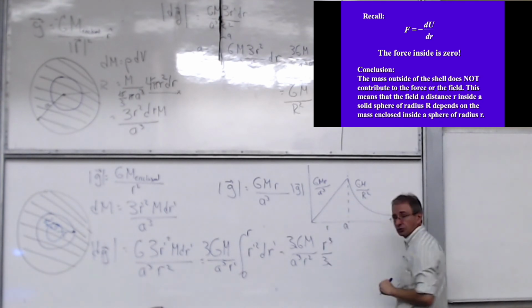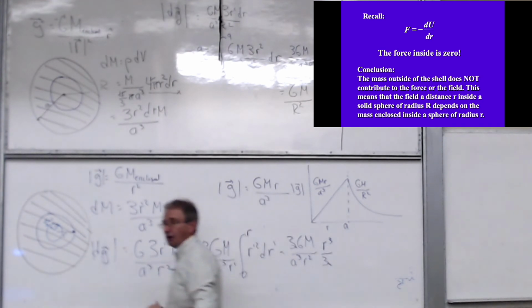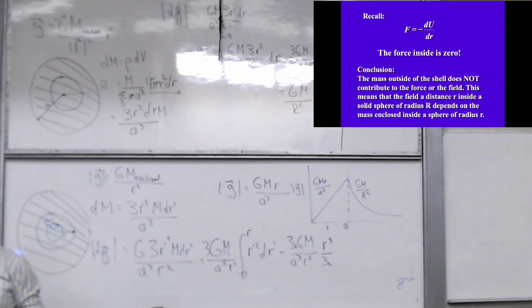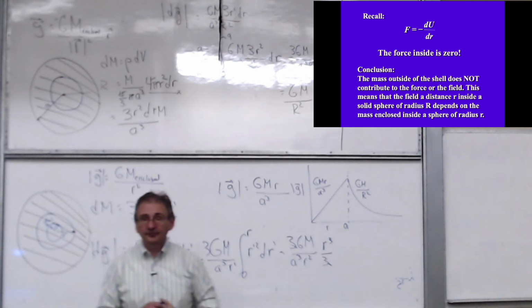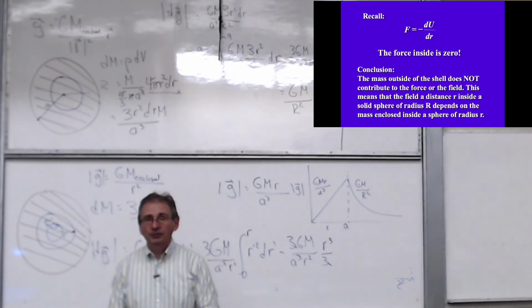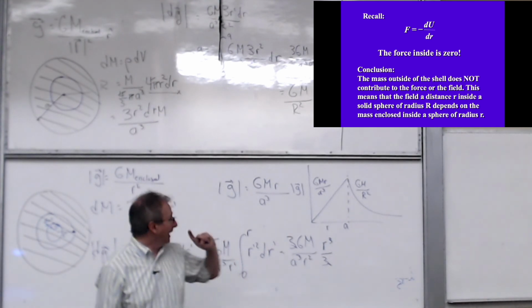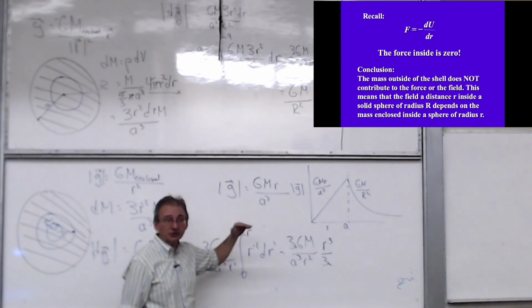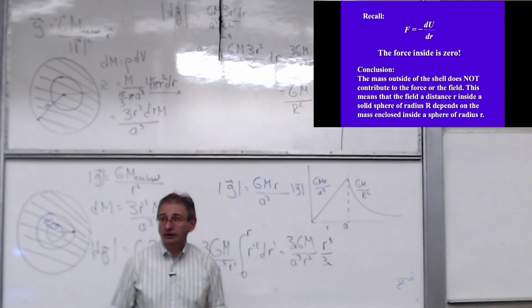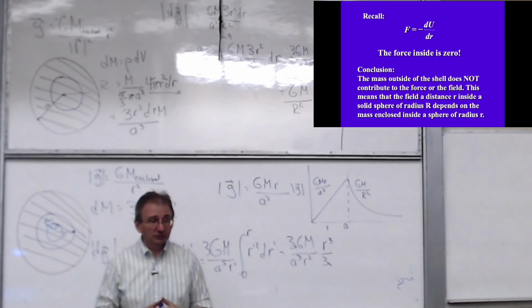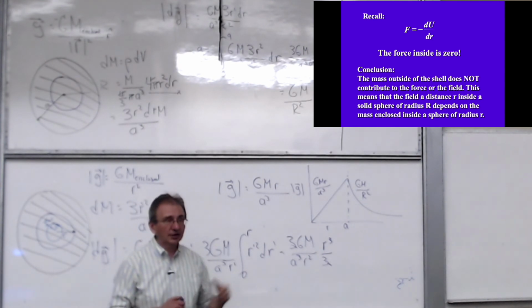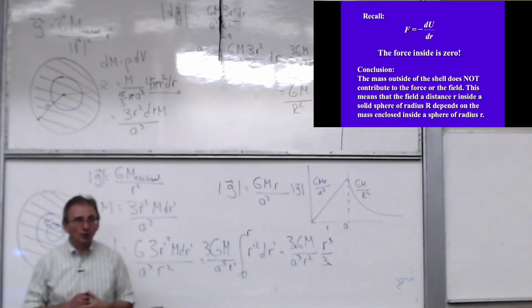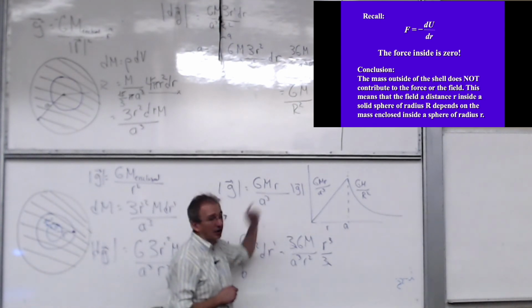Okay, that's what the graph looks like. Inside, it's always going to be one power higher than the density. Why? Because mass goes as r cubed, and the denominator goes as r squared. So inside is always going to be one power higher than your density. Your density was constant, so one power higher is r.